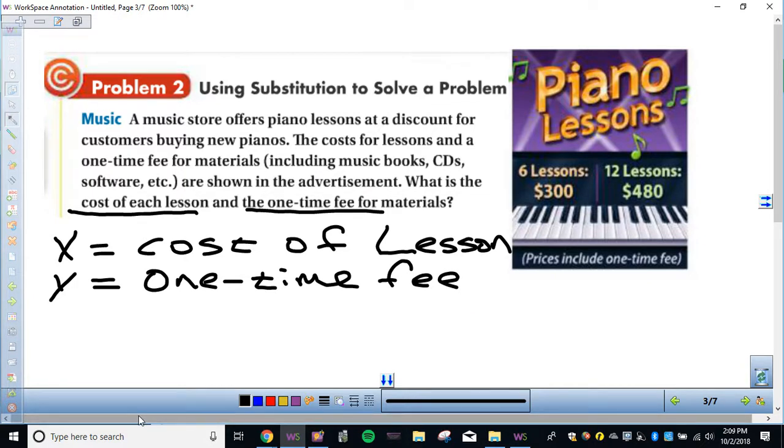So the key information in this problem is more over here. 6 lessons, $300, 12 lessons, $480. We'll make one equation out of that, second equation out of the 12 lessons. Who's got an idea of that first equation? You can't because we also have this one-time fee? It's a good guess. Yeah.